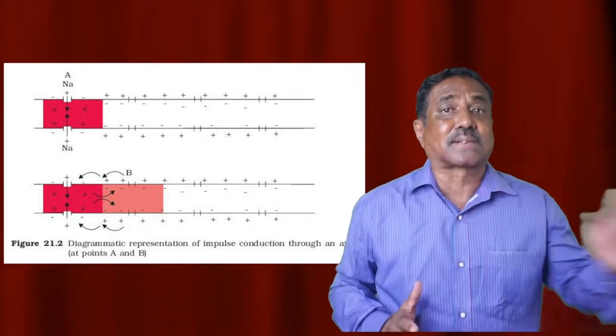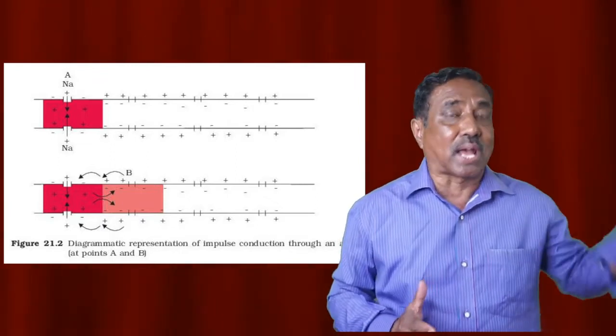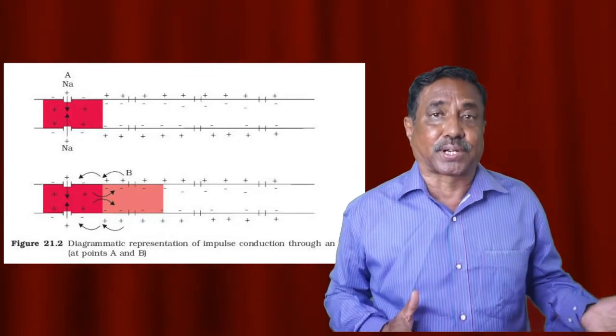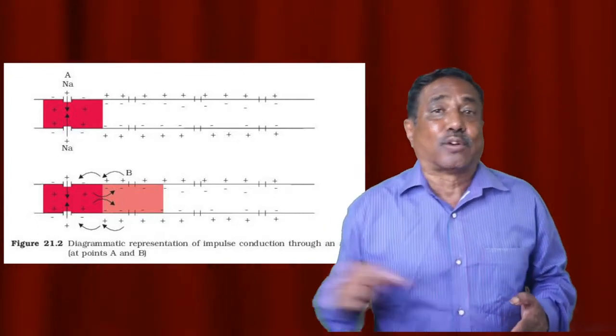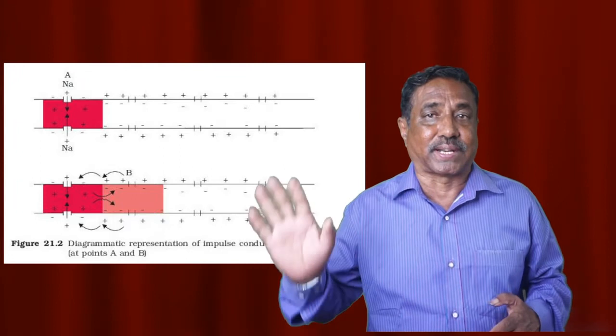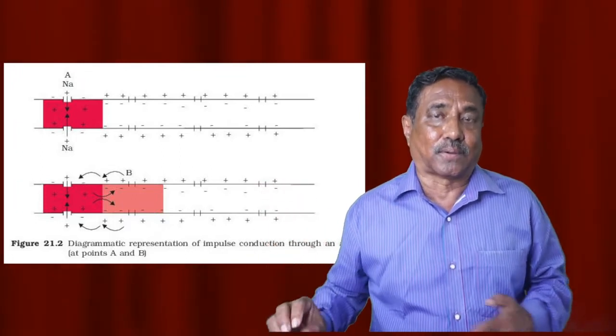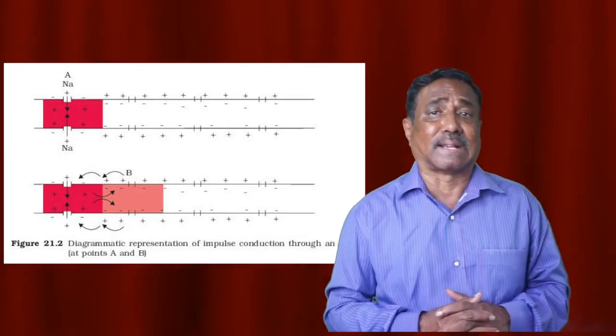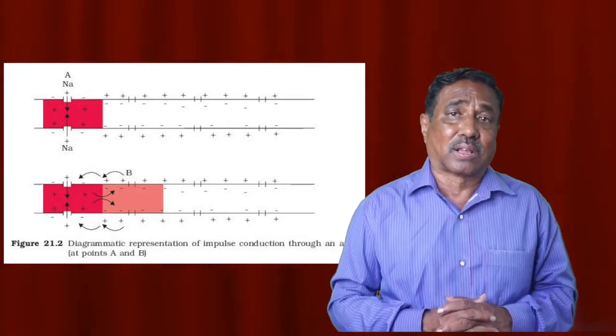And as the stimulus passes on, the region ahead becomes the action potential stage, and in the region behind, once again the resting potential stage is formed. Thus the conduction of nerve impulses takes place along the nerve fibers.